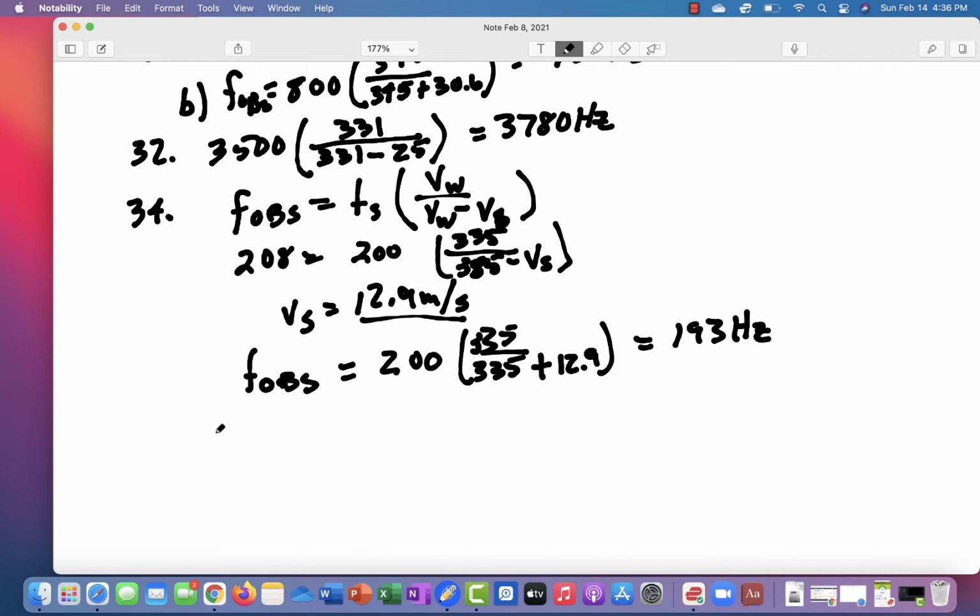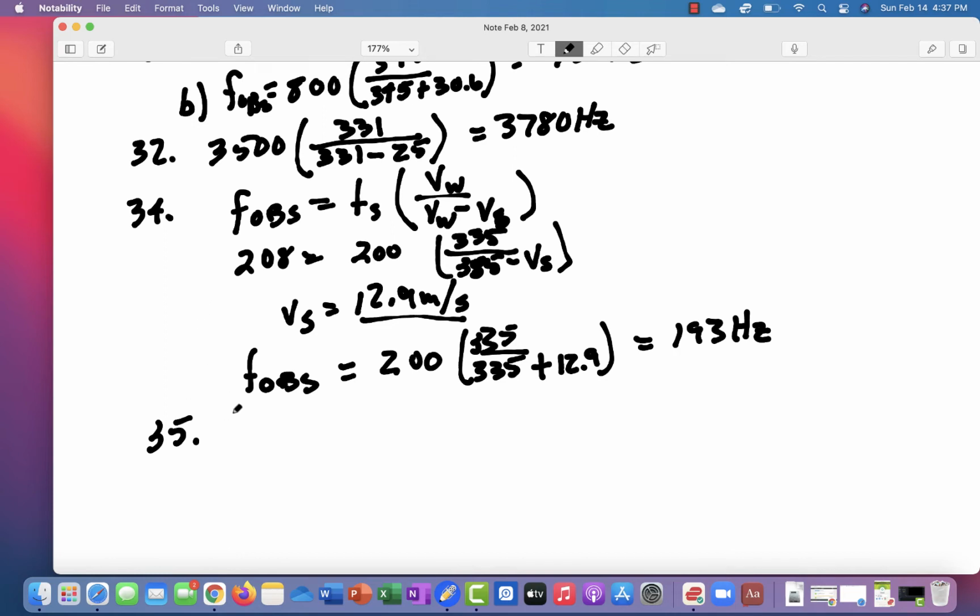Number 35. Can you perceive the shift in frequency produced when you pull a tuning fork towards you at 10 meters per second on a day when the speed of sound is 344? You calculate the change in the frequency and see if it's greater than 0.3%, because you can detect a 0.3% change in frequency.